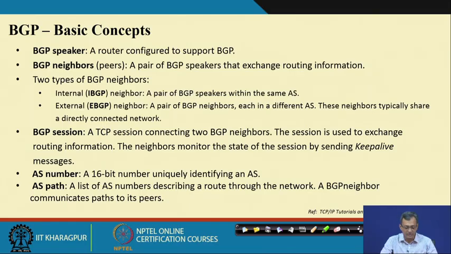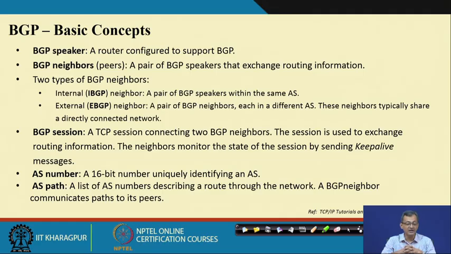One thing we have seen is the BGP speaker. It is a router configured to support BGP. A device or a router which is configured to support BGP is what we call a BGP speaker. There are BGP neighbors or peers, that is, a pair of BGP speakers that exchange routing information are called peers, right. So, there can be two types of neighbors, the neighbors within the autonomous system and neighbors across autonomous systems.